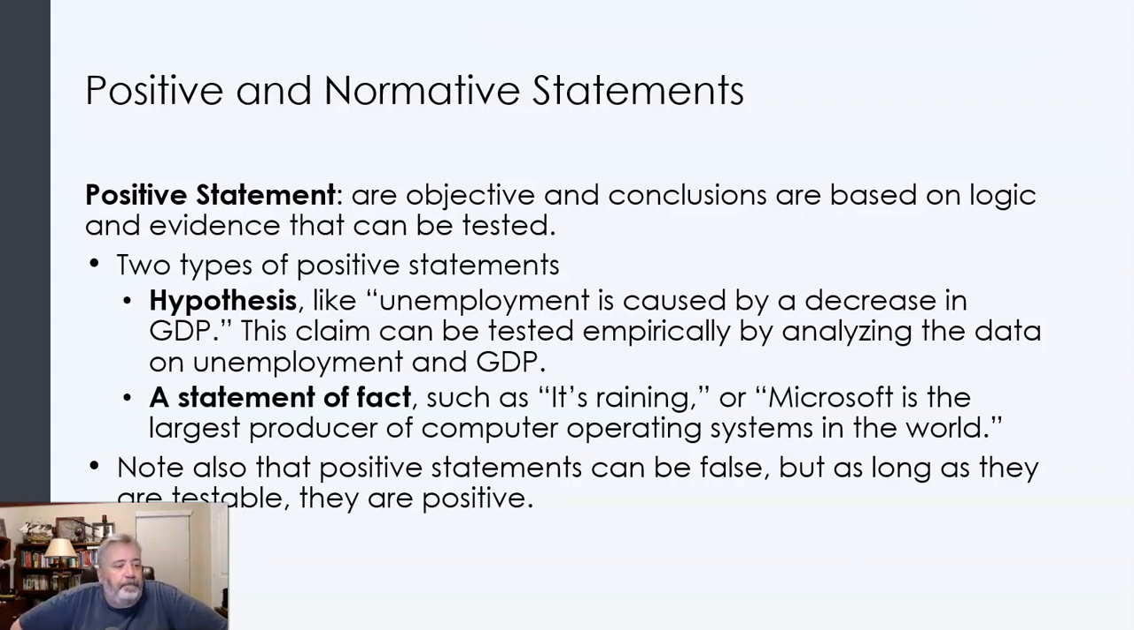All right. But nonetheless, the idea that unemployment is caused by a decrease in GDP, this can be tested and proven to be true. It's a positive statement. It can also be a statement of fact. The sky is blue. It's raining. I just saw thunder. Microsoft is the largest producer of computer operating systems in the world. That is a positive statement. That is a statement of fact. All positive statements can be false, but as long as they are testable, it's still considered a positive statement.